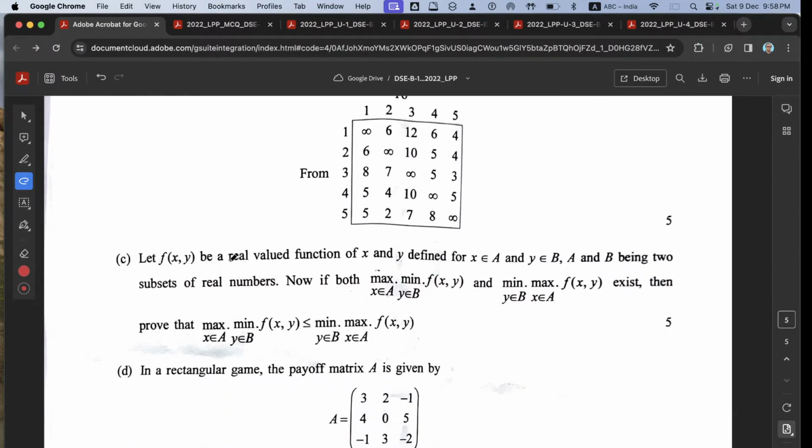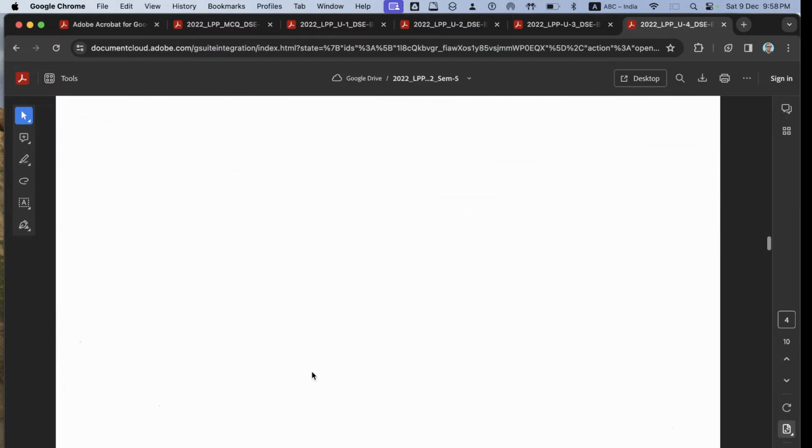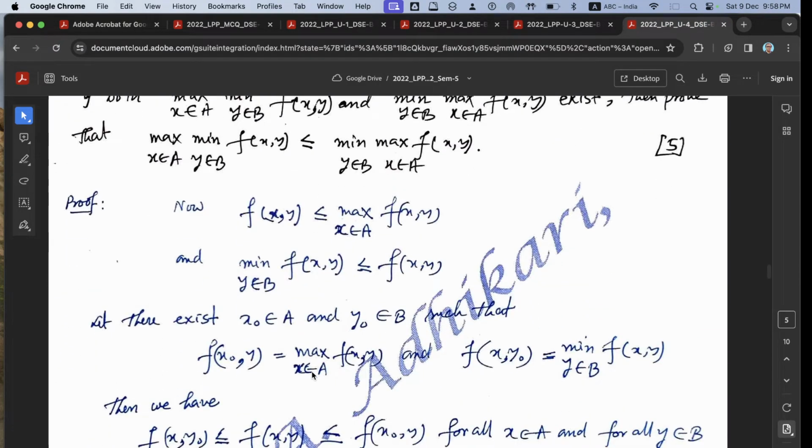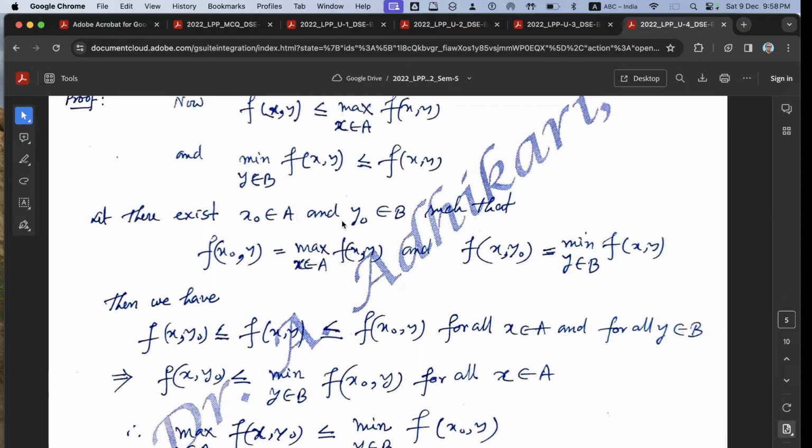Question C. If f(x,y) is a real valued function, x belongs to A, y belongs to B, A and B two subsets of the real numbers, and if both max min f(x,y) and min max f(x,y) exist, then prove that max min f(x,y) is less than or equal to min max f(x,y). Now, min f(x,y) for y belongs to B is less than or equal to f(x,y), which is less than or equal to max f(x,y) for x belongs to A. Let there exist x0 belongs to the set A and y0 belongs to the set B, such that f(x0,y) is the max of f(x,y), x belongs to A, and f(x,y0) is the minimum, y belongs to B, of f(x,y).